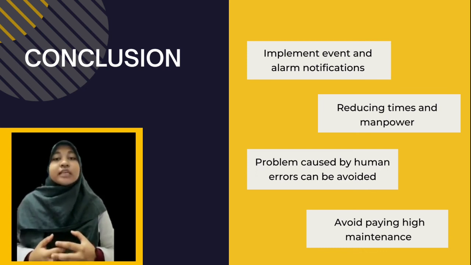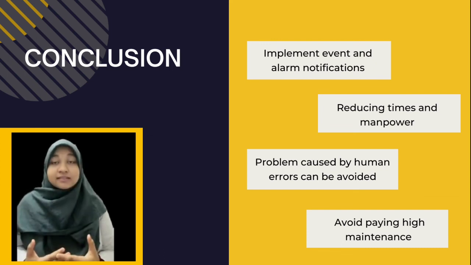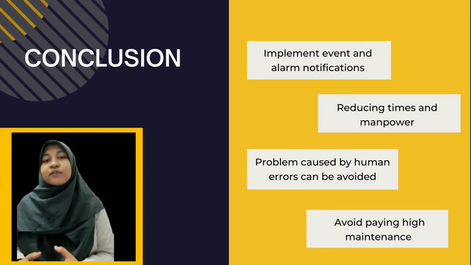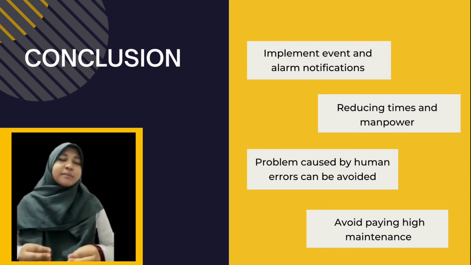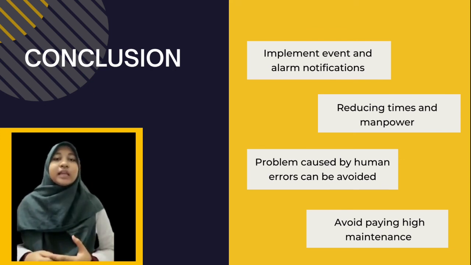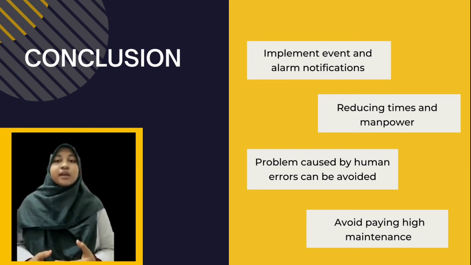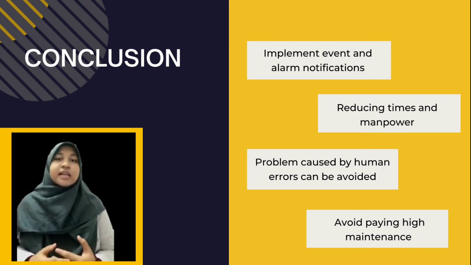of producing EVO. SCADA will also help to implement event and alarm notifications, and for sure reporting the progress of the system conducted. Besides reducing the time and manpower in producing it, any circumstances of problems caused by human errors can be avoided, as the system itself will monitor and manage the process in the malaxer.